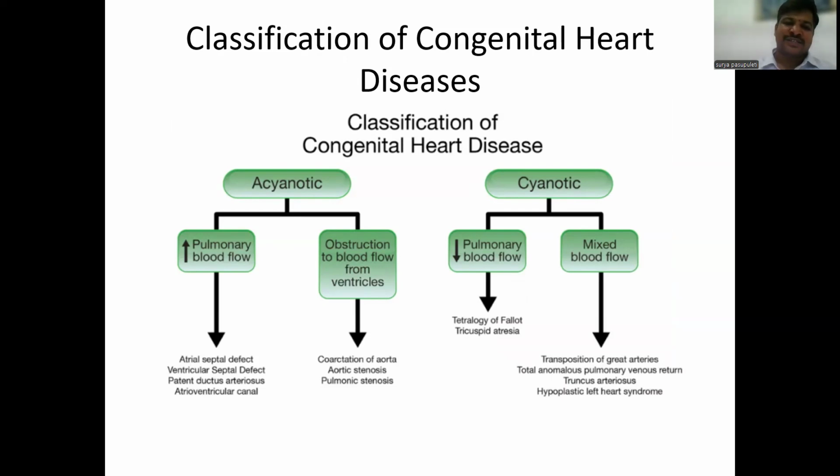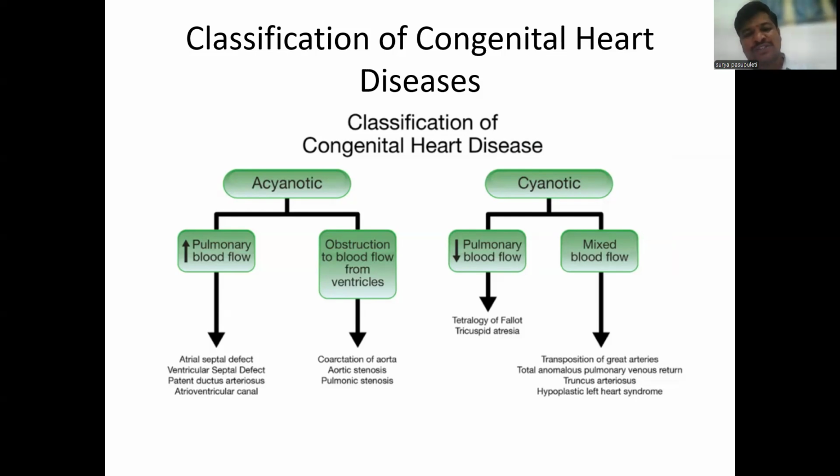The acyanotic heart diseases are further classified into two categories. Those with increased pulmonary blood flow are atrial septal defect, ventricular septal defect, patent ductus arteriosus, and atrioventricular canal defect. The acyanotic heart diseases with obstruction of blood flow from the ventricles are coarctation of aorta, aortic stenosis, and pulmonic stenosis. And the cyanotic heart diseases with decreased pulmonary blood flow are tetralogy of Fallot and tricuspid atresia.